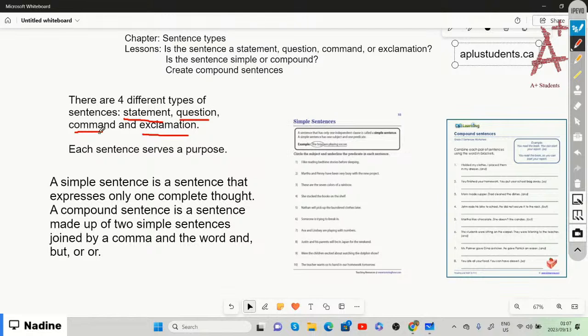And then we have a command. A command is either where you are making a request or you're telling someone to do something. Most times a command ends with a period, which is a full stop, unless the command shows strong feeling. Then it ends with an exclamation point.